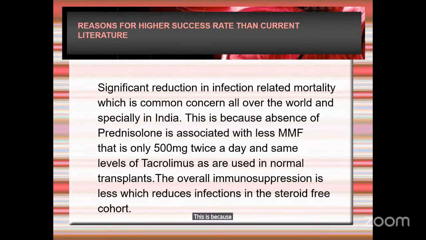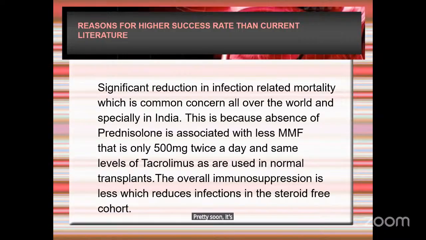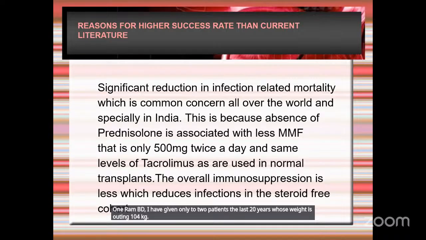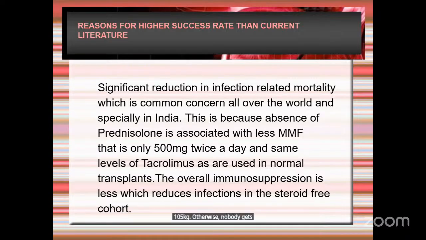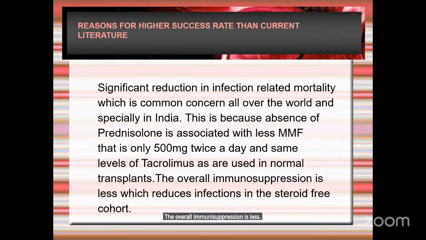This is because of the absence of prednisone, associated with less MMF, that is only 500 milligram. Look at my patients. Prednisone is 0. MMF is only 500 milligram twice a day, not 1 gram BD. 1 gram BD, I have given to only 2 patients in the last 20 years, whose weight is about 104 kg or 105 kg. Otherwise, nobody gets 1 gram BD here. And we are using tacrolimus levels since 2005. The overall immunosuppression is less, which reduces infection.